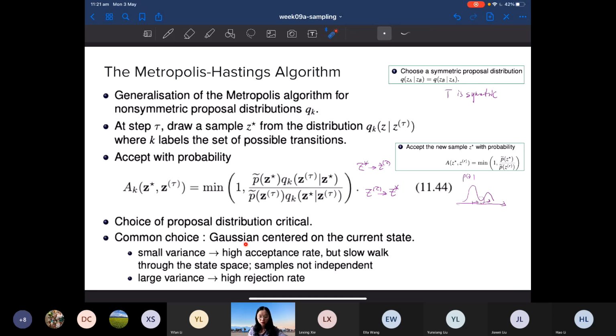One common choice is, let's say, a Gaussian centered on the current state. That's still symmetric, right? But it helps us understand some intuition. If the Gaussian has small variance, then we have a higher acceptance rate. So we're likely to be moving in a high probability region, but it's a slow walk through the state space because the next sample is going to be very close to the current one. Samples are not independent. If we use a large variance, you will have a high rejection rate, right?